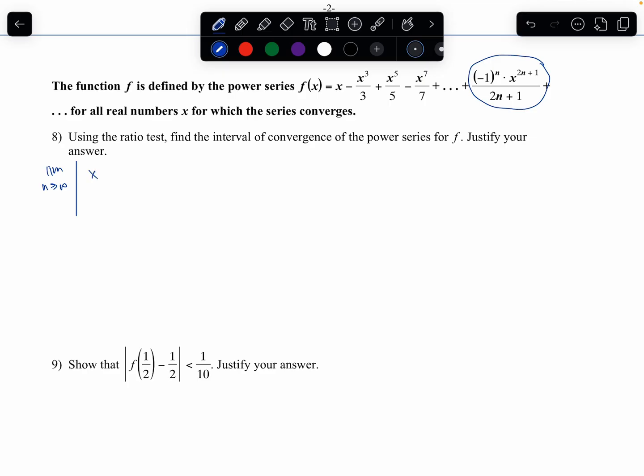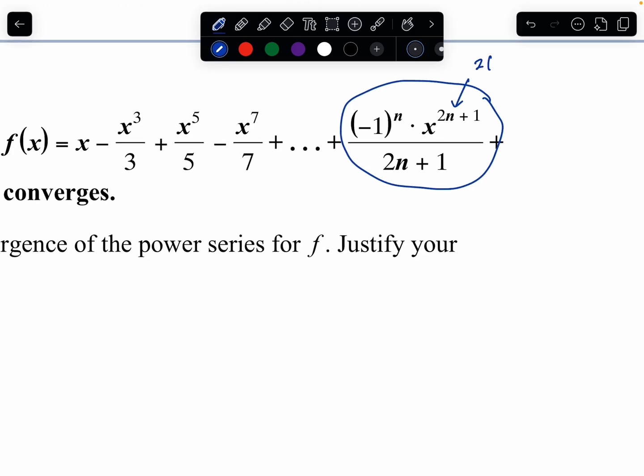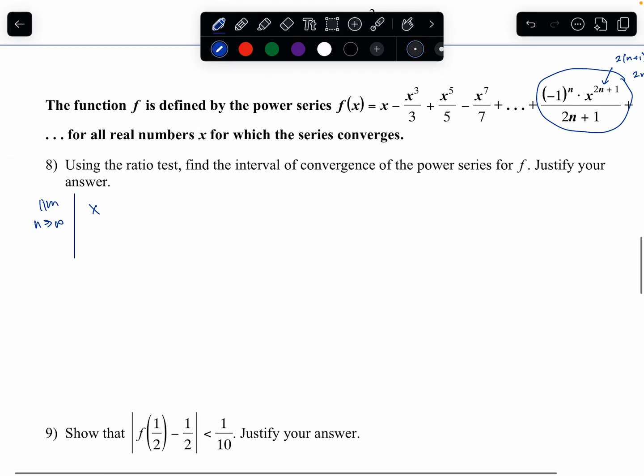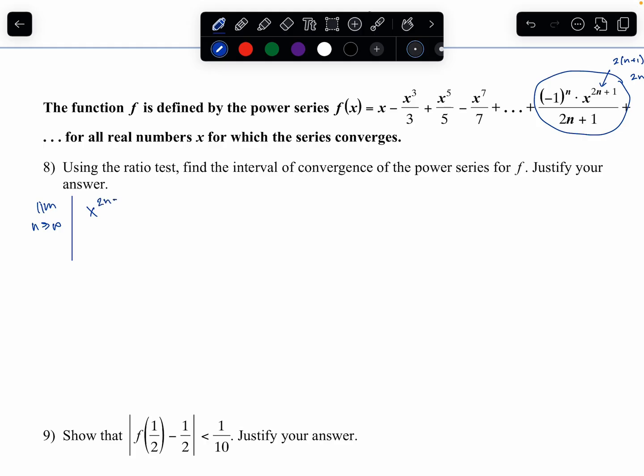So x to the, I am going to plug in n plus 1 there, so that's 2(n plus 1) plus 1, which would be 2n plus 2 plus 1, which would be 2n plus 3. So that's going to be x to the 2n plus 3 over 2n plus 3, and then times the reciprocal of the nth term, so 2n plus 1 over x to the 2n plus 1. And so here we have the ratio test set up, and now I'm just going to group things together.